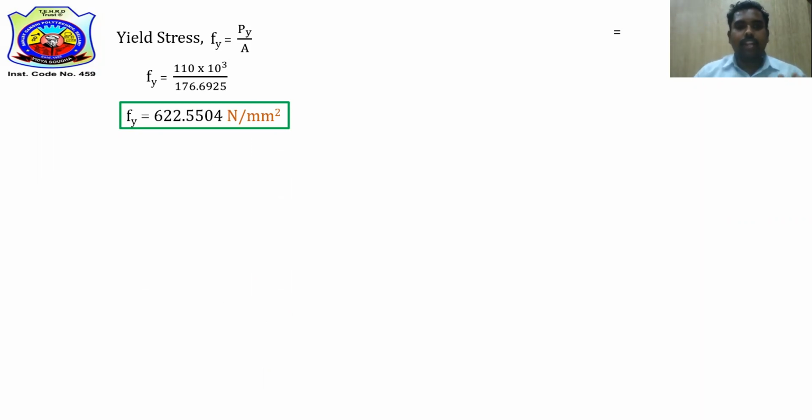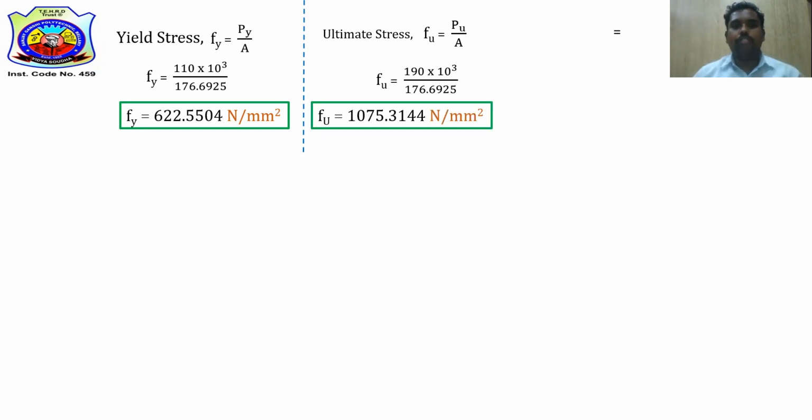Once again, I need to find ultimate stress. That is, ultimate stress is Fu. Fu equals Pu by A. Simple. Just now I explained how to write a formula for yield stress and ultimate stress. We know the value of ultimate load, and also we know the value of area. Just substitute. Fu equals 119 into 10 power 3 divided by 176.6925. On calculation, I'll get the value of Fu, ultimate stress, that is 1075.3144 Newton per mm square.